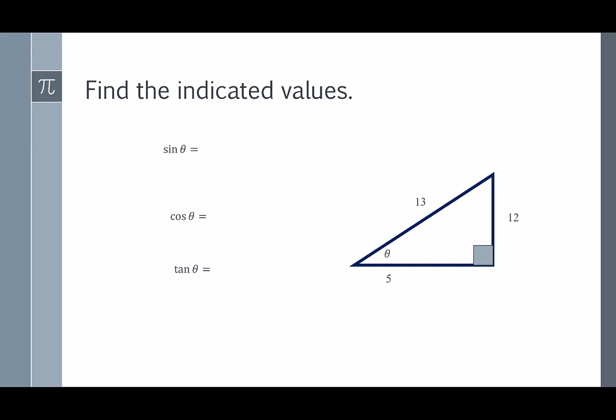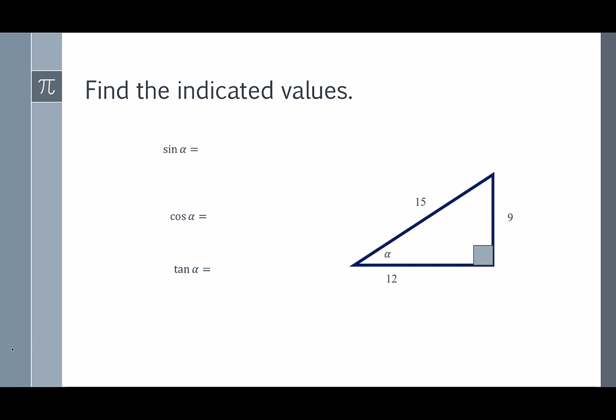Let's use our definitions to find the indicated values. We'll start with sine theta. Our opposite is 12. Our hypotenuse is 13, so sine theta is 12 divided by 13. Cosine theta is a ratio of the adjacent 5 to the hypotenuse of 13. Tangent theta is the ratio of the opposite 12 over the adjacent 5.